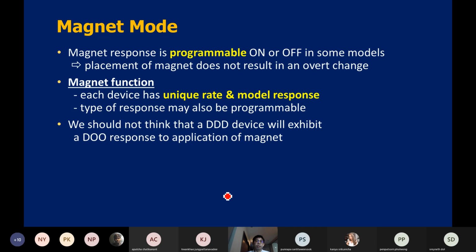Before you apply the magnet to the patient, you should talk to the company, or you should check the programming of the device before you put it on. But usually it is OO mode. But be aware that some devices might not be, maybe at implantation the operator might change something in the magnet mode.